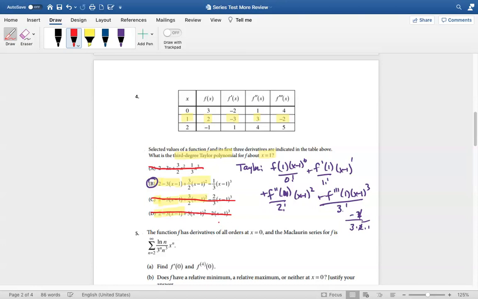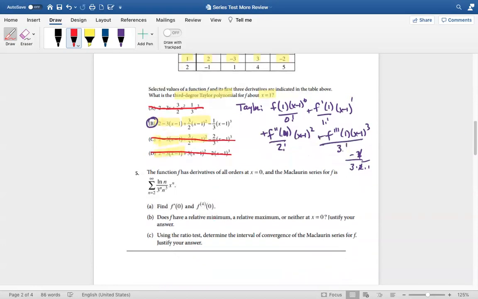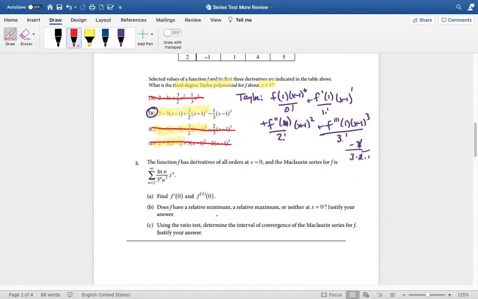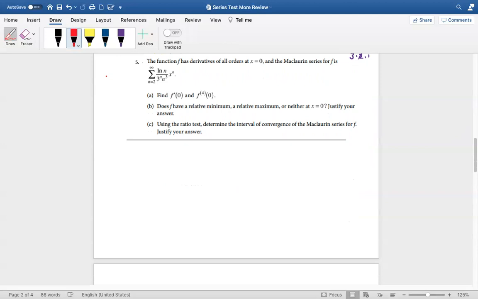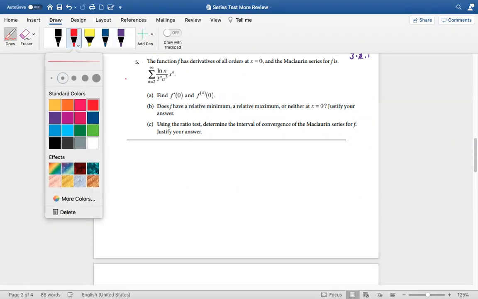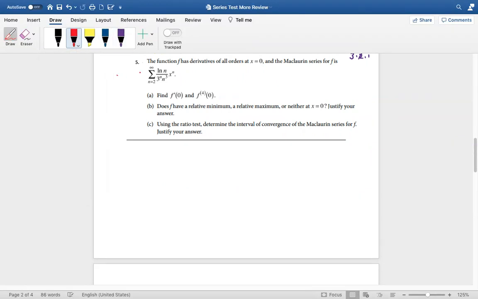That one didn't take me... that one took me maybe about 2 minutes. But I had to know Taylor's formula pretty well. All right, this AP problem is a doozy. Please, I will not do this nasty one to you on the test, but it's good to see, because it has a lot of stuff wrapped up in it.